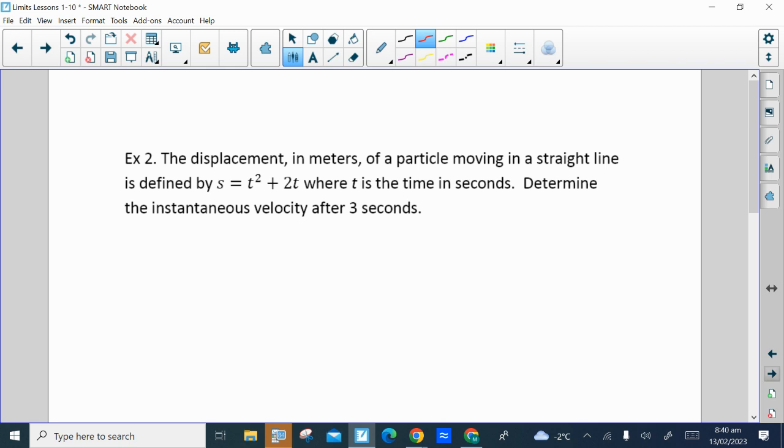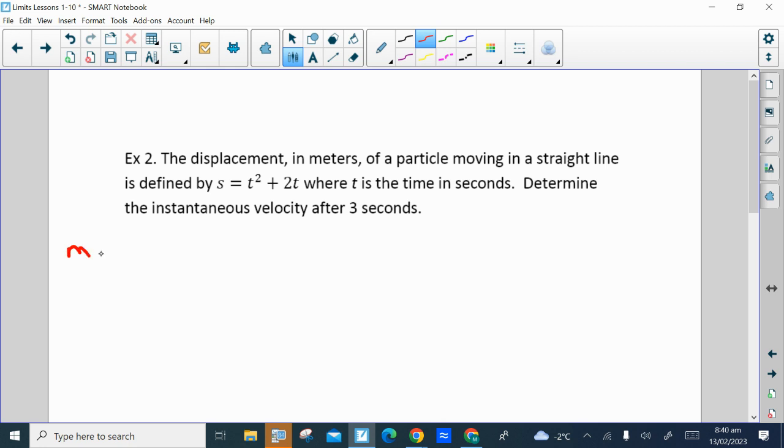So number 2, the displacement in meters of a particle moving in a straight line is defined by s equals t squared plus 2t, where t is the time in seconds. Determine the instantaneous velocity after 3 seconds. So again, we can do this by finding the slope of the tangent line to the curve t squared plus 2t at the moment when t equals 3.